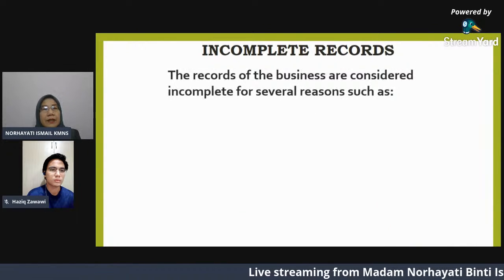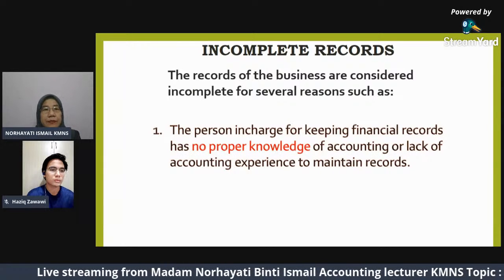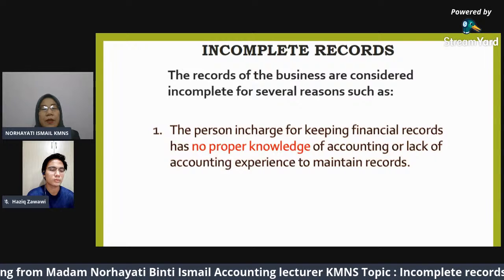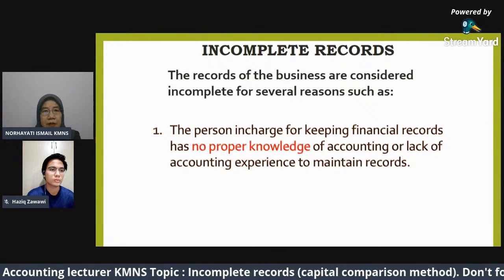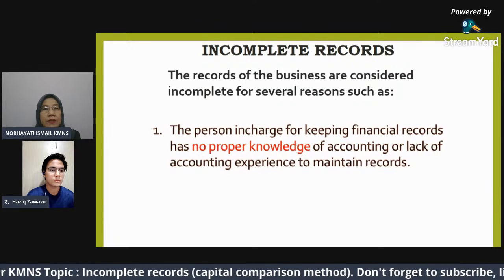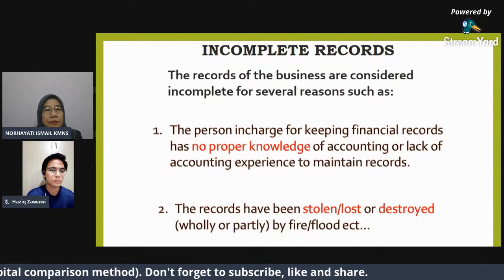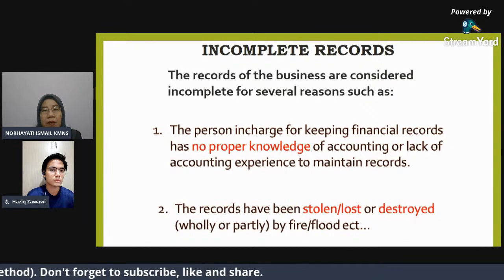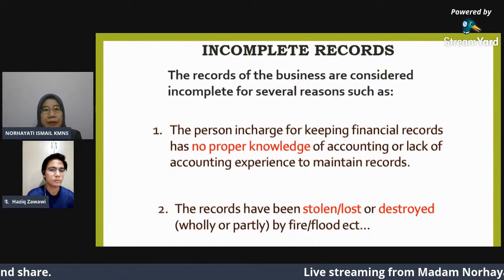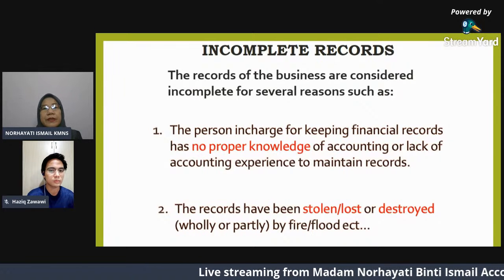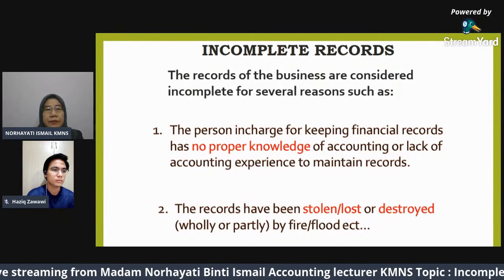Okay, now we look at the several reasons for the incomplete record. Number one, the person in charge of keeping financial records has no proper knowledge or they didn't turn up for training for accounting record. And number two, the records have been stolen, lost, or destroyed. So that one, the company doesn't have the complete record at the end of the accounting period. So this is the reason.